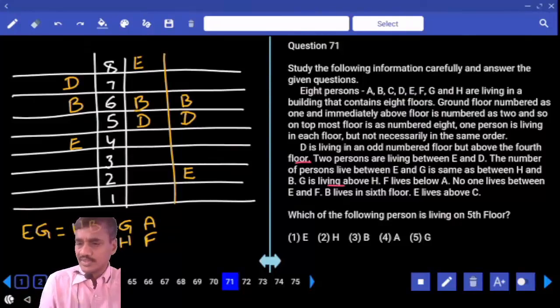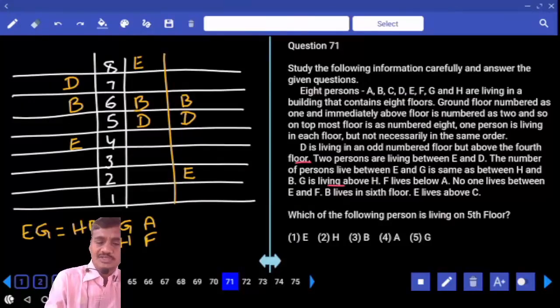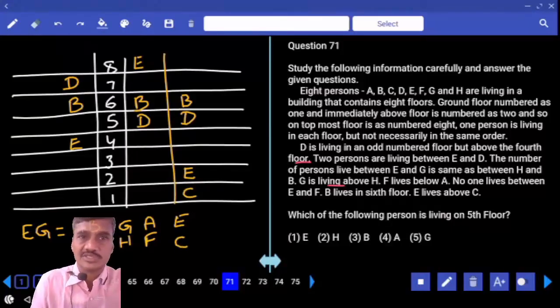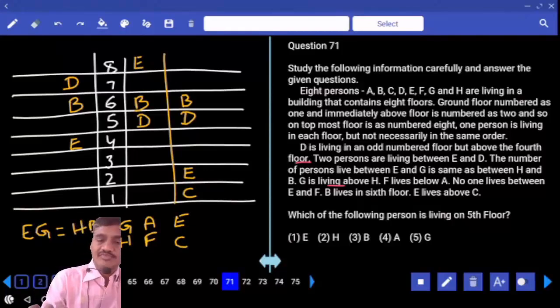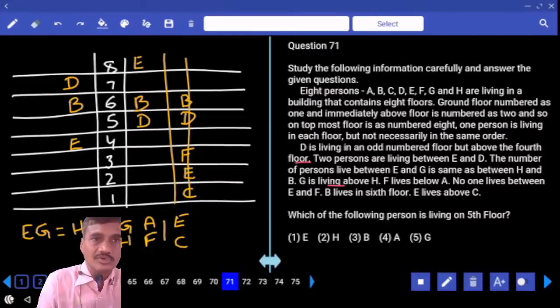And next, E lives above C. As E is living above C, in the last case C must be at this place. If E lives above C, and E and F are adjacent to each other, hence F must be at this place. And F is above A, but here F cannot be above A. This case is completely ruled out.